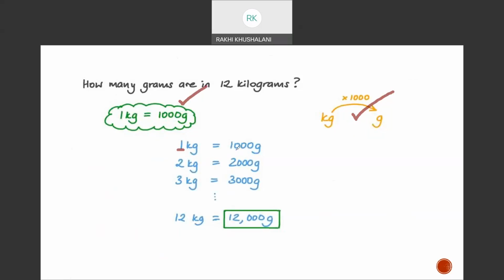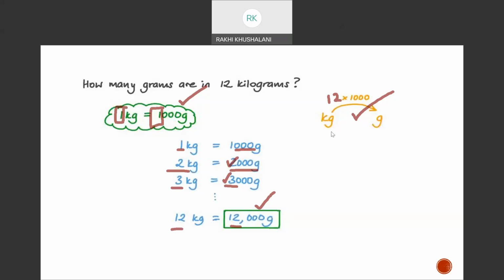So if 1 kg is 1000 grams, 2 kg is 2000 grams. This is just an example. This is not the way you are going to multiply and check every time with every number. So obviously 12 kg is going to be 12,000 grams. Basically 12 will be multiplied by 1000, so it becomes 12,000 grams. Right? So 1 is multiplied by 1000, so I get 1000 grams. 2 is multiplied by 1000, so 2000. 3 is multiplied by 1000, so 3000. And simultaneously 12 is multiplied by 1000, so you get 12,000 grams. We have gone from bigger unit to smaller unit.